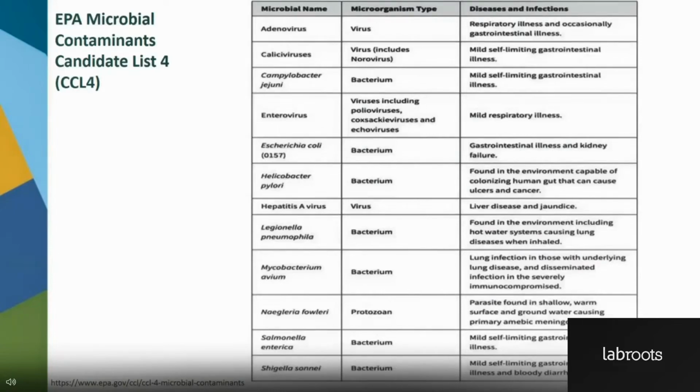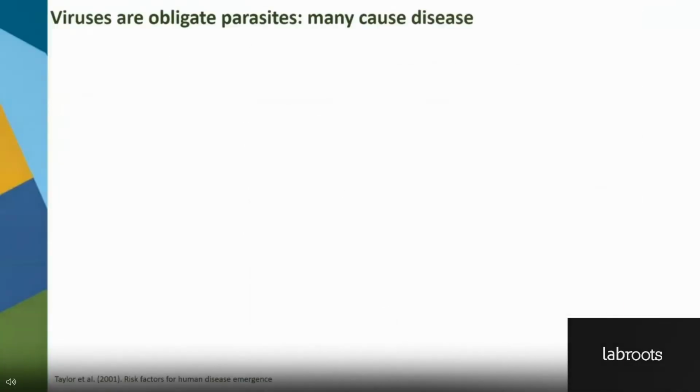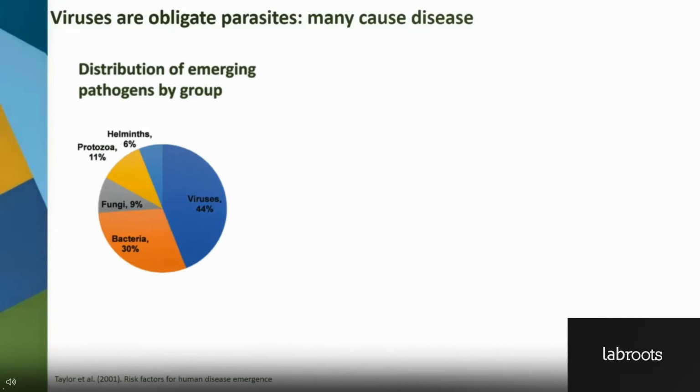Besides this disease, adenovirus and enterovirus can cause respiratory illness. Mycobacterium avium and Legionella can cause lung infection. Polio can cause meningitis, and hepatitis A can cause liver disease. Among the emerging pathogens, viruses are causing 44% of the infection, followed by bacteria and protozoa.